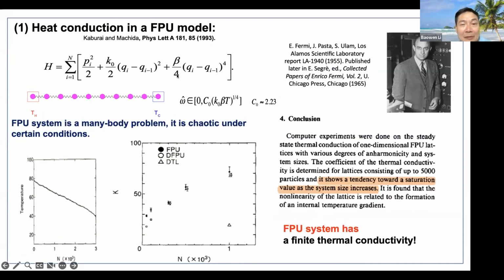So they studied this FPU beta model. This is the result they discovered. On the left is the temperature gradient. The right one is the thermal conductivity versus the number of lattice sites. It's interesting: from this plot, the thought is that when N gets bigger, this one should be saturated. They didn't draw log kappa versus log N. From this normal kappa versus N plot, they concluded that the FPU model has a finite thermal conductivity.